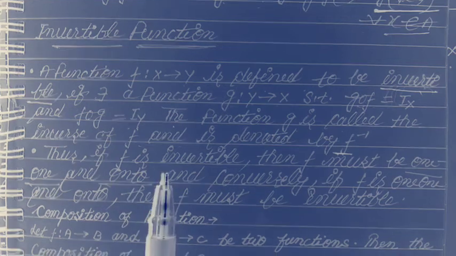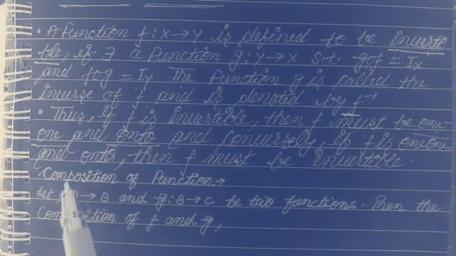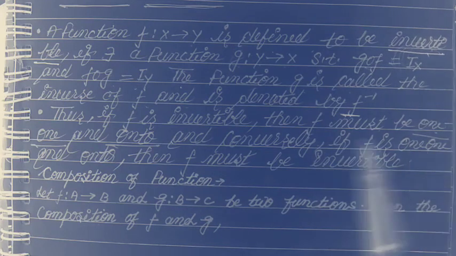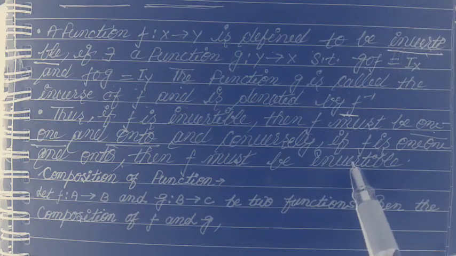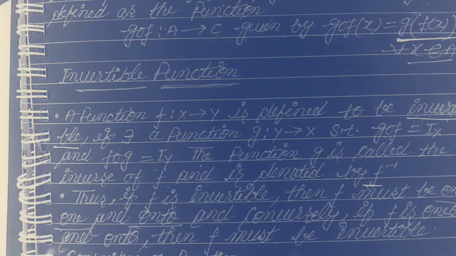So next, thus if f is invertible, then f must be one-one and onto, and conversely if f is one-one and onto, then f must be invertible. So we can say if a function is one-one and onto, it must be invertible. If a function is invertible, it must be one-one and onto. We know very well about one-one and onto. In the previous exercise we did the question of one-one and onto.